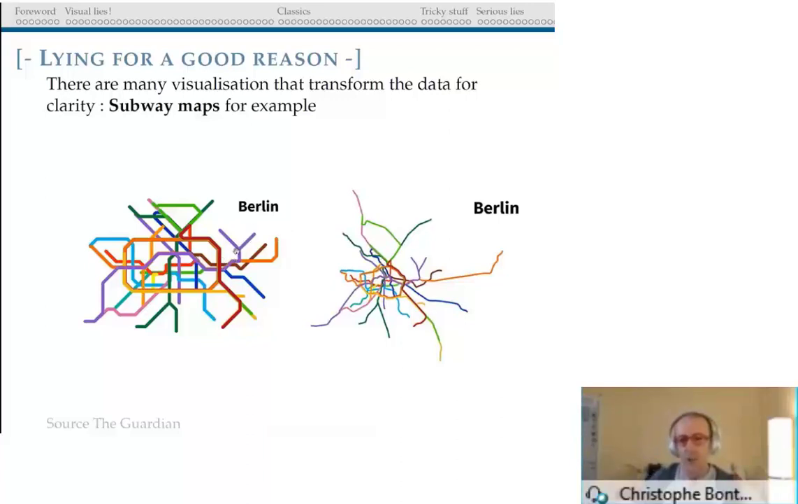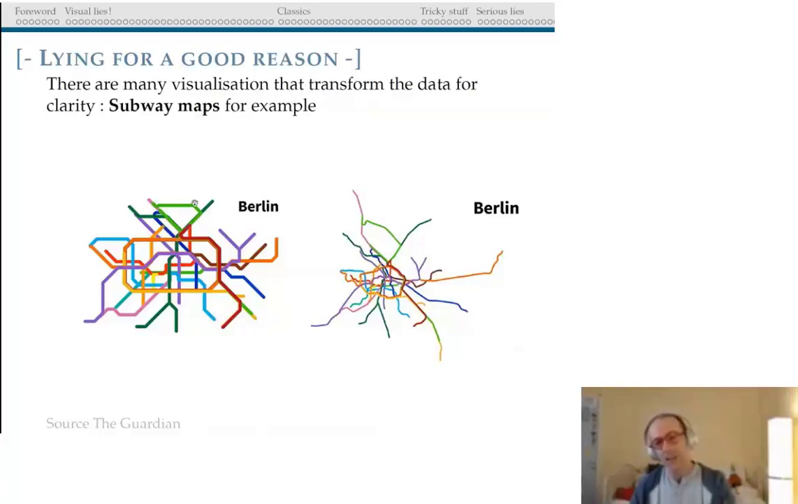You know that the distance from here to here is not true, or from here to here. In real life, the distances could be much greater. But it's for a good reason. It's practical to have a subway network like that. It's very easy to understand and to use for a purpose, that is transportation.